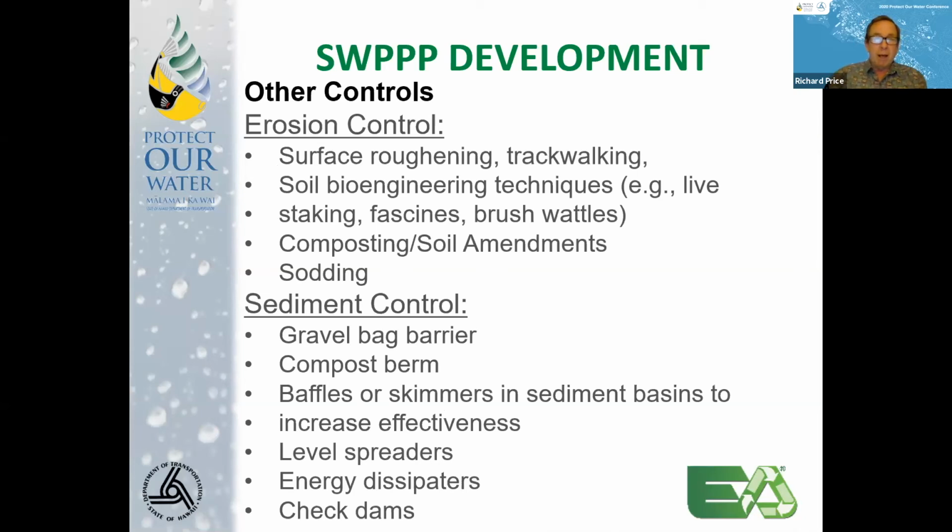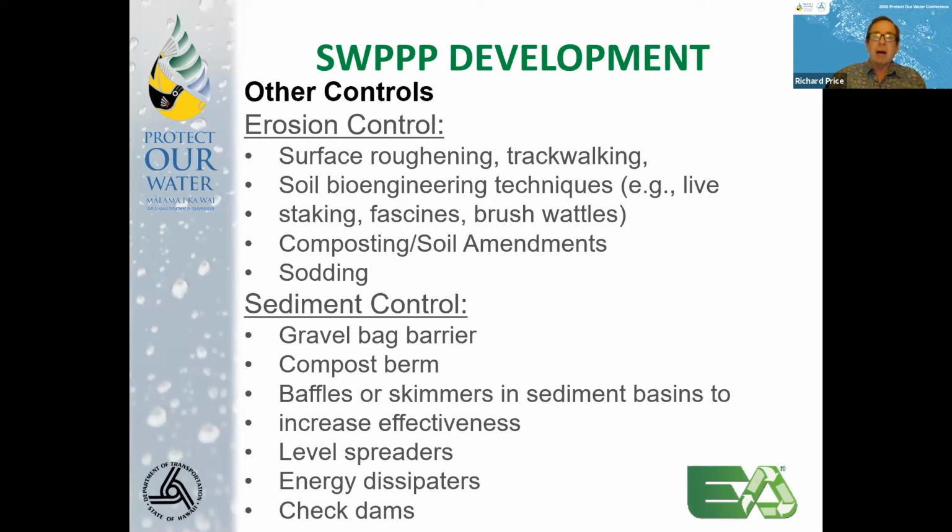And then the EPA document outlines a whole bunch of other controls that may or may not be appropriate for a particular site. But obviously, I think you've all heard of surface roughening and track walking for slope stabilization. There's a lot of interesting work being done on soil bioengineering, and especially using live stakes. I know you've all seen the compost berm.